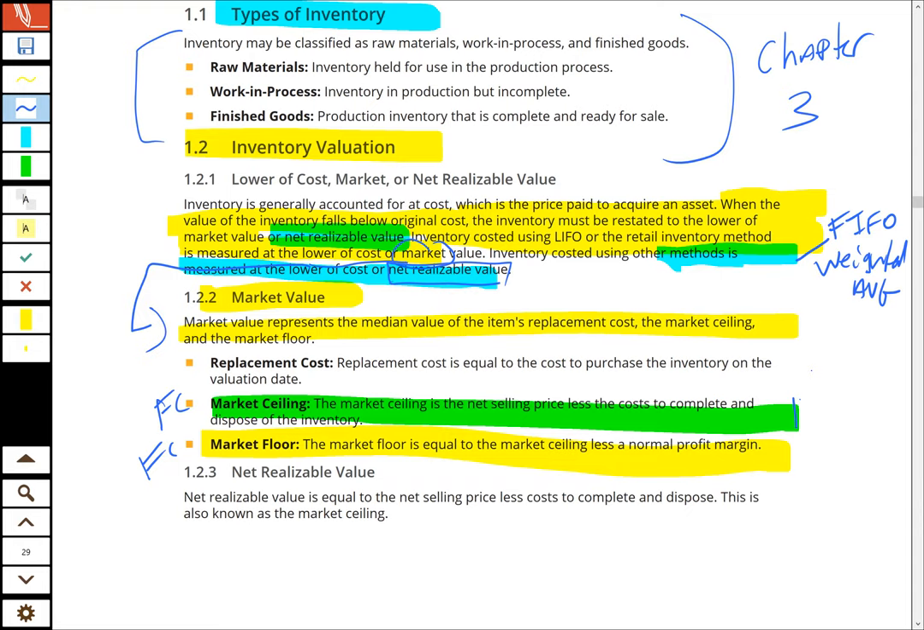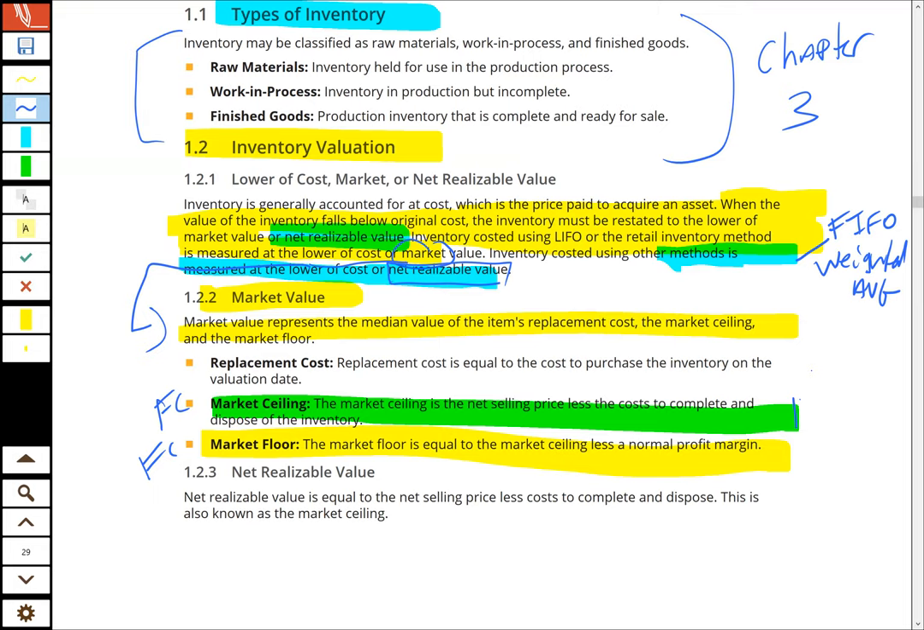Okay, so the way you calculate the ceiling is to take the selling price less cost to complete and dispose, net selling price. So if there's any discounts, you have to take that off. Net selling price less cost to complete and dispose. What are costs to complete and dispose? When I was studying for this, I thought, you mean like to throw it away? What do you mean dispose? Well, that means if you have to pay some delivery charges to get it to market, et cetera, you're going to subtract that off the net selling price. That's going to be your market ceiling.